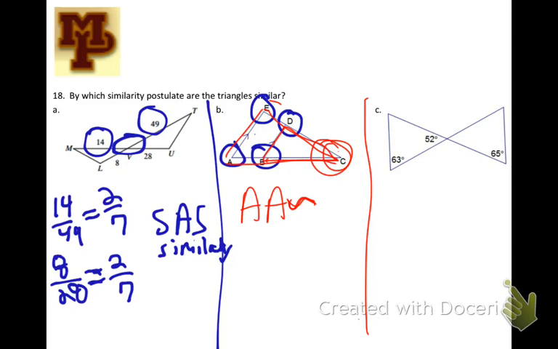And then for this one, this is 52, that's 52, they're vertical angles. We know all triangles are 180, so you can find this missing angle, and it turns out to be 65. Then we're thrilled because now we have plenty of angles here, they're all congruent. So this one also is angle-angle similarity.